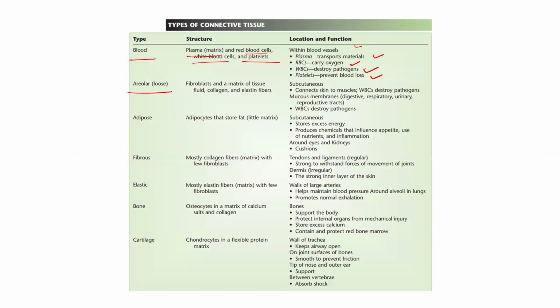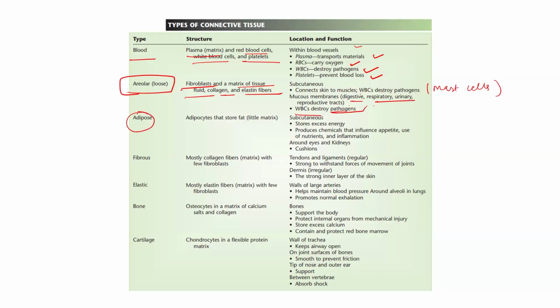Next, we have areolar connective tissue, which is a loose connective tissue that consists of fibroblasts and a matrix of tissue fluid, collagen, and elastin fibers. It is present subcutaneously and it connects skin to muscles. WBCs like mast cells, which are present in this matrix, destroy pathogens. It is also found in mucous membranes of the digestive system, respiratory, urinary, and reproductive tracts. The WBCs that are present in these areolar tissues destroy the pathogens.